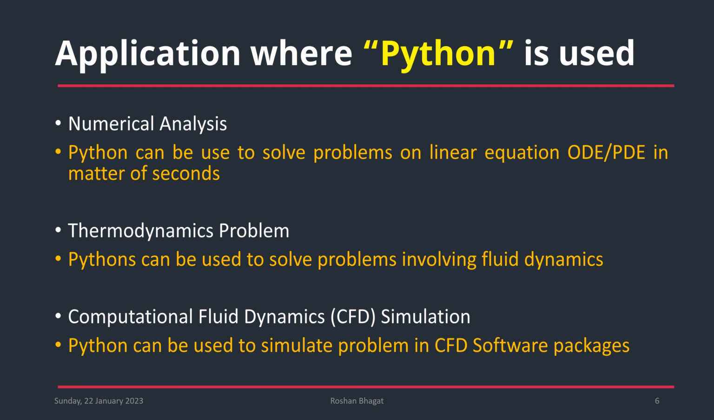Okay, so the applications where Python is being used. The first one is numerical analysis. Python can be used to solve problems on linear equations, ordinary differential equations, and partial differential equations in a matter of seconds. Complex problems which can be solved analytically take a huge time, and this can be considerably reduced with the help of Python. Python can be used to solve problems involving fluid dynamics, or chemical kinetics. All the thermodynamic problems can be easily solved with the help of Python.